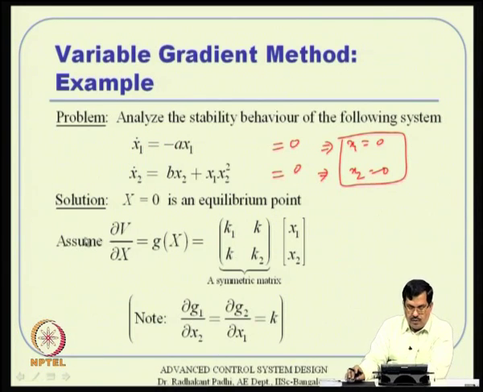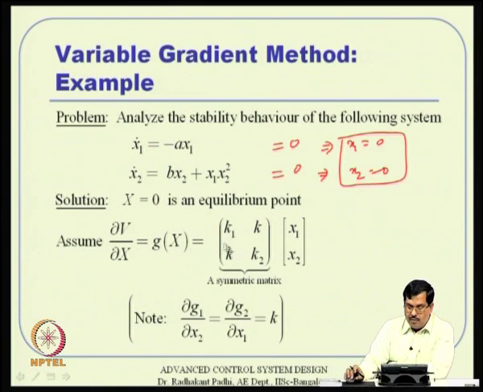Alright. Now we start applying this variable gradient method. That means we start with del v by del x, let us say g of x, and we have to select this g of x in such a way that del g by del x is a symmetric matrix. If I select something like A times x, del g by del x is nothing but some matrix A. If I take this matrix to be symmetric, then I satisfy the condition that del g by del x is symmetric.